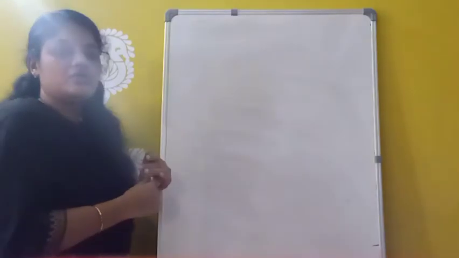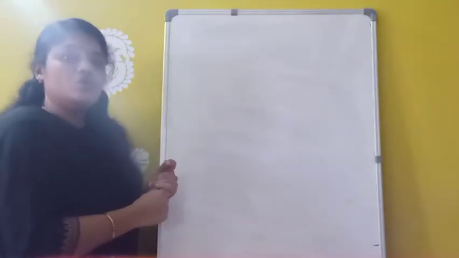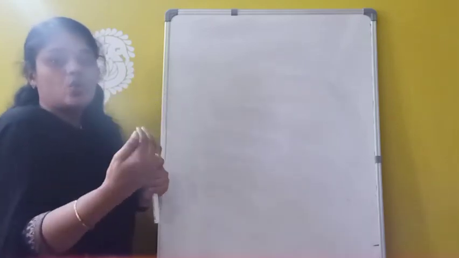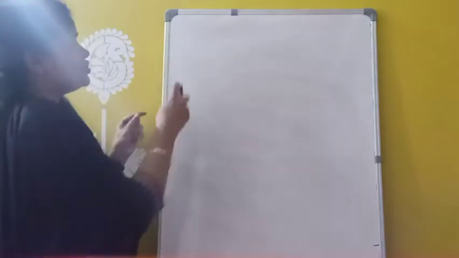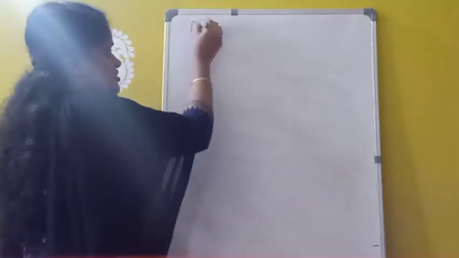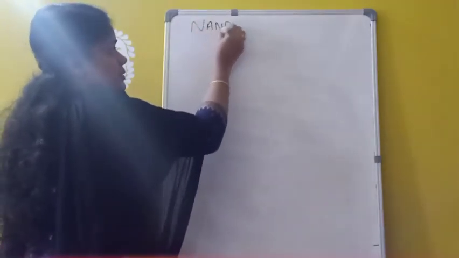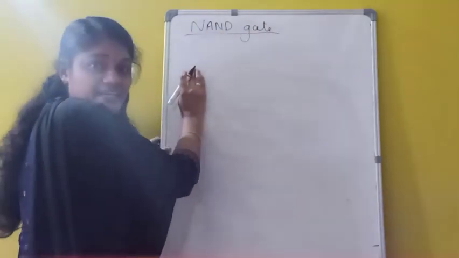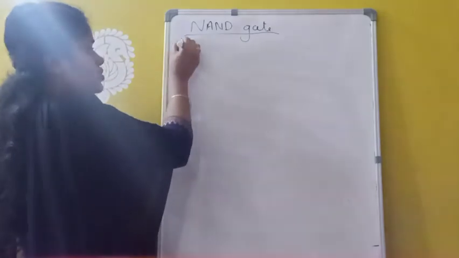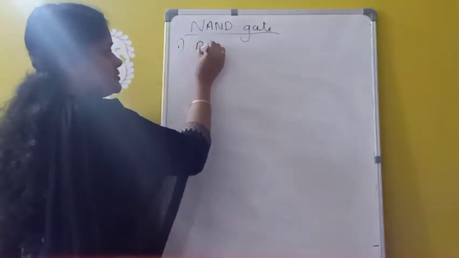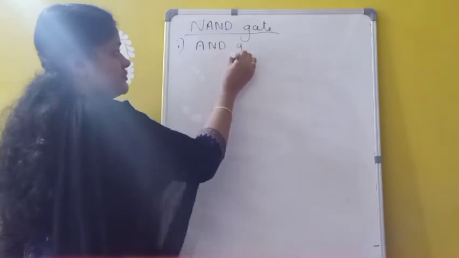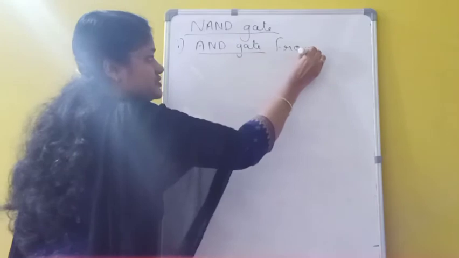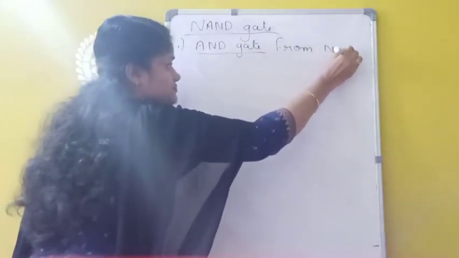Now I told you from the NAND gate and the NOR gate we can derive the basic logic gates like AND, OR and NOT. So first of all, from the NAND gate, how will you derive the three basic logic gates? First I have to derive the AND gate from the NAND gate.